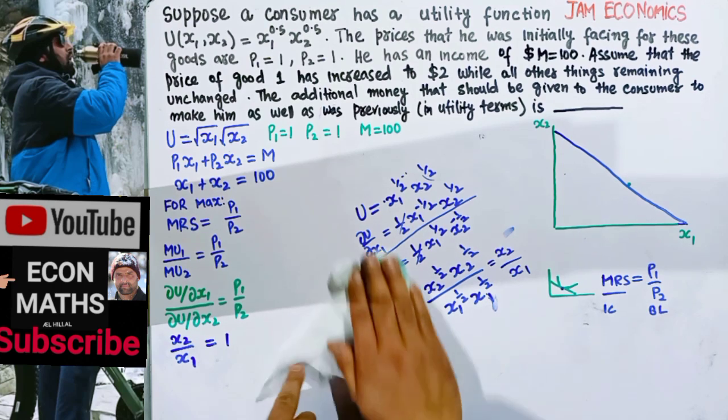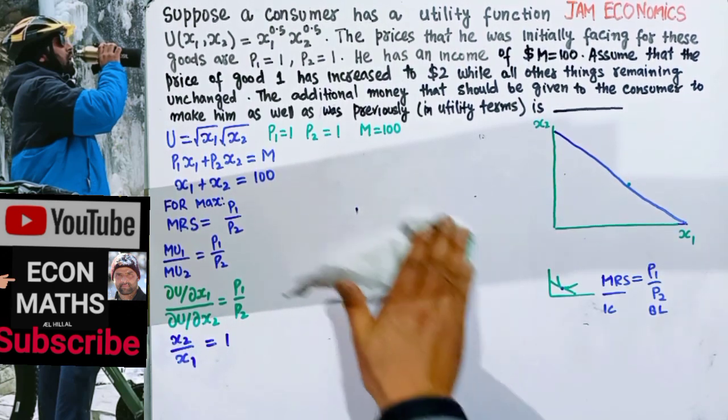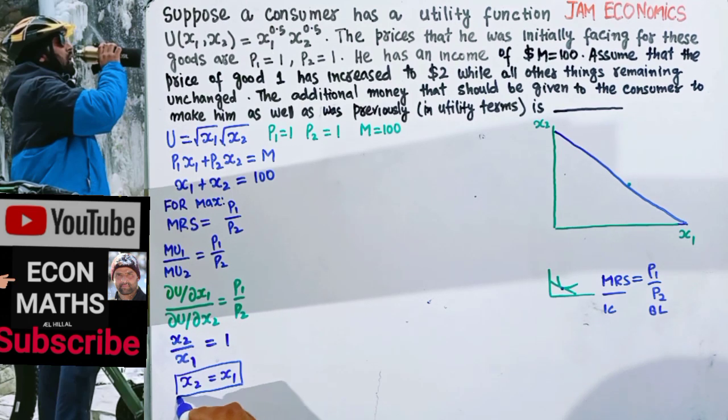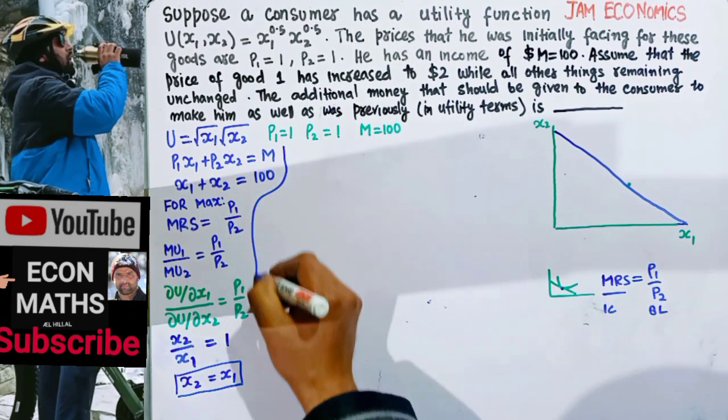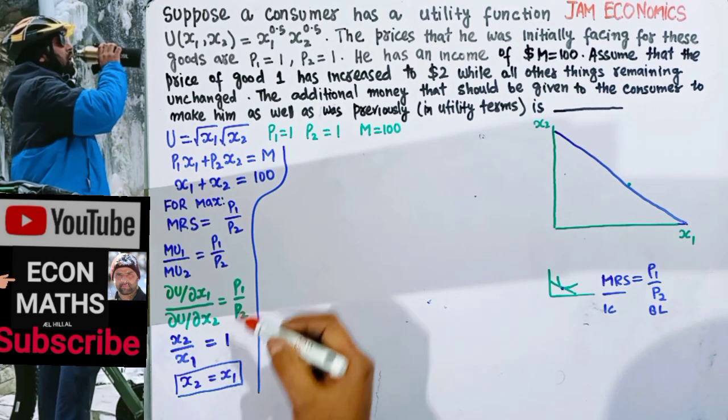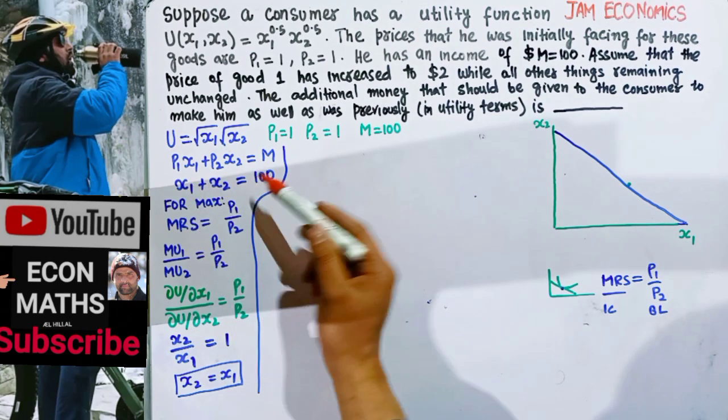Okay, let me rub this out now. Which gives us x2 should be equal to x1. We plug this into the budget constraint. Okay. Plug x2 is equal to x1 into the budget constraint. This is our budget constraint.